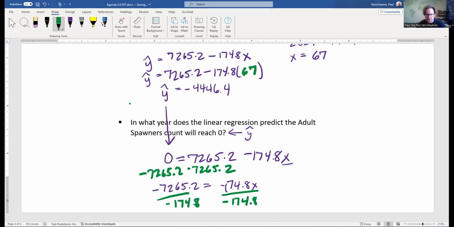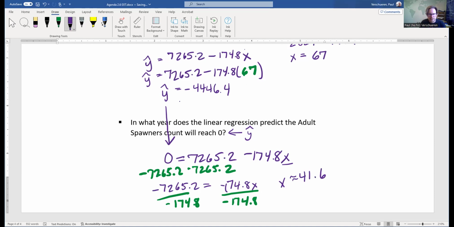And that I will use a calculator for. I'm talking about negative 7265.2 divided by negative 174.8. And that gives us a positive answer, which makes sense because we did a negative divided by a negative. And I'm going to round it to about x is approximately 41.6. It's actually 41.56292906, but that'll round to about that.